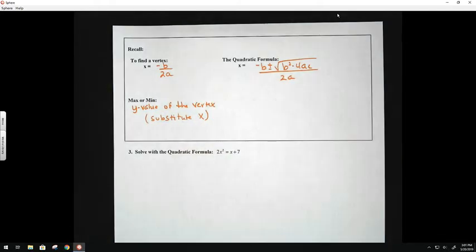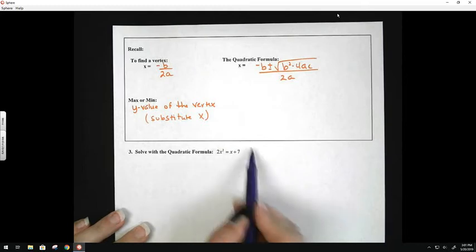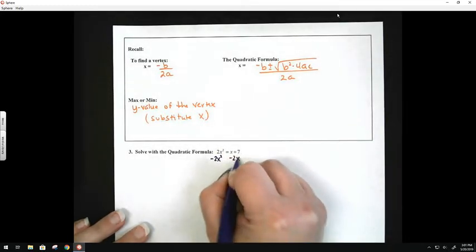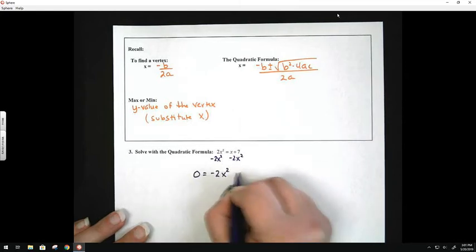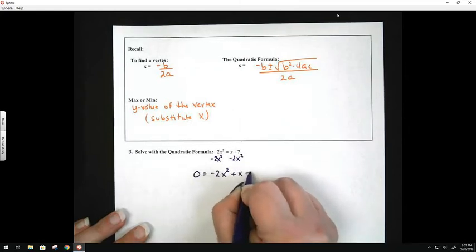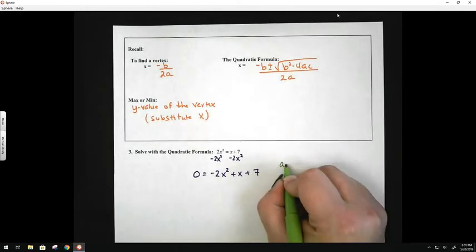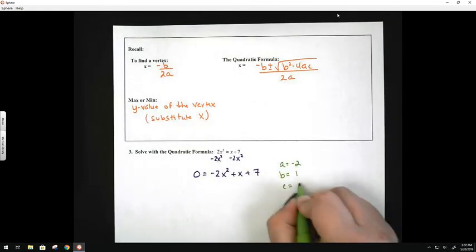Okay, really quickly, I'm going to do a quadratic formula example. So in order to use the quadratic formula, it has to be in standard form. And right now, these are not on the same side. So I'm going to subtract 2x squared from both sides so that I get 0 equals negative 2x squared plus x plus 7. And now from here, I need to identify my a, my b, and my c. So a is negative 2, b is 1, and c is 7.